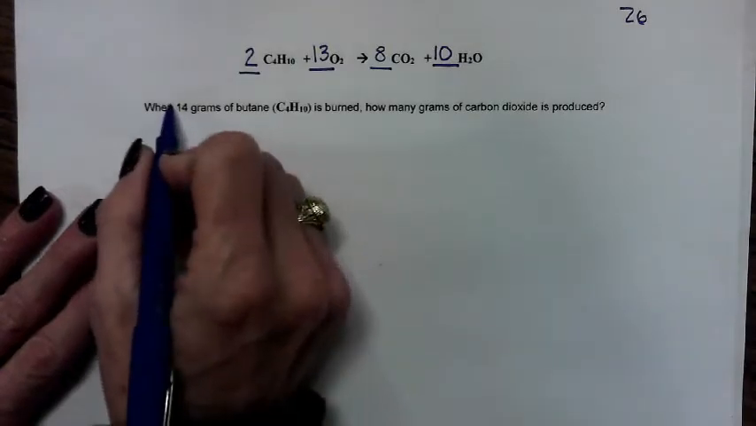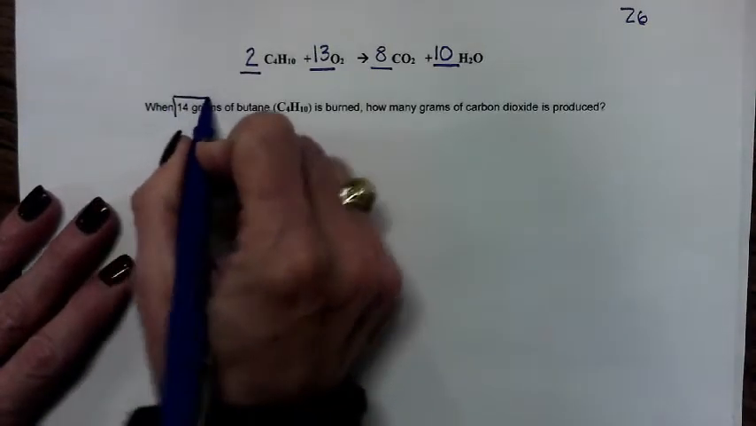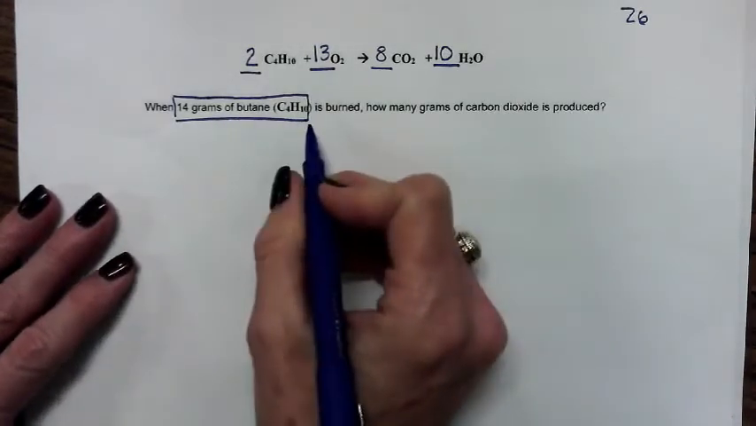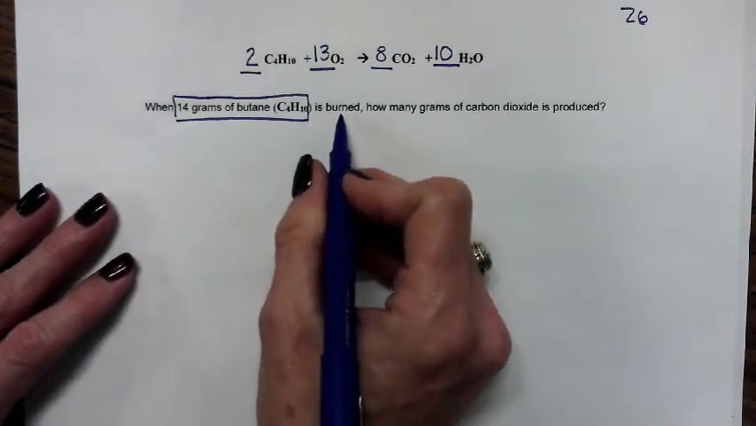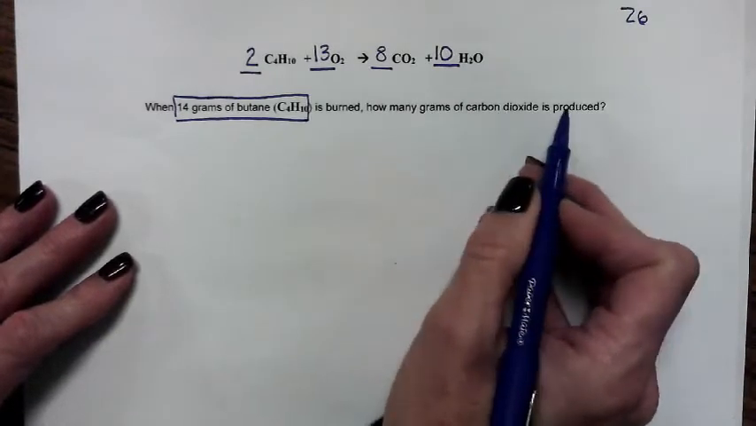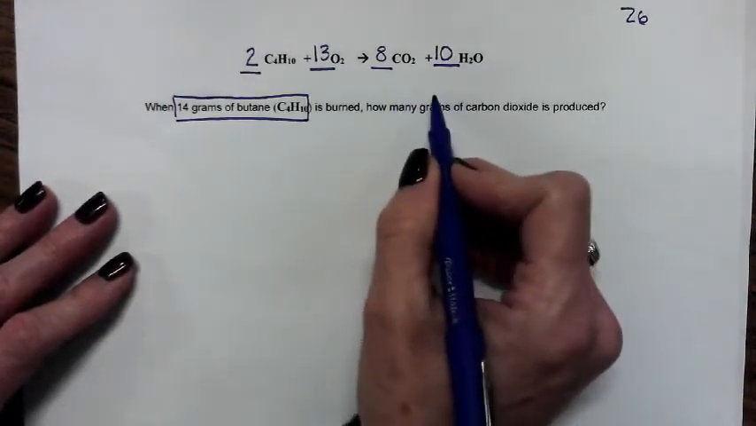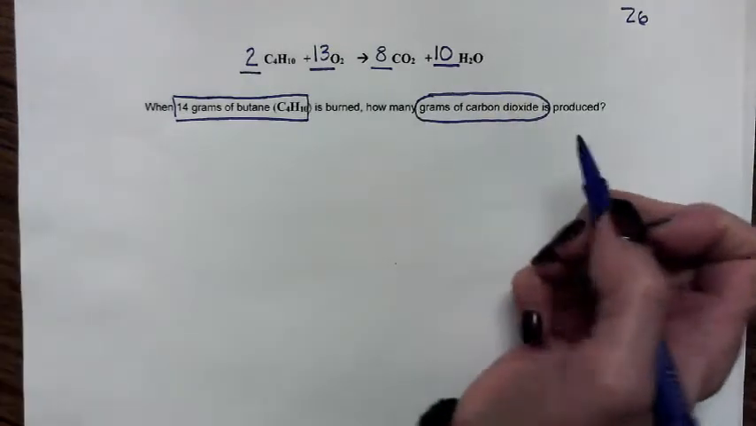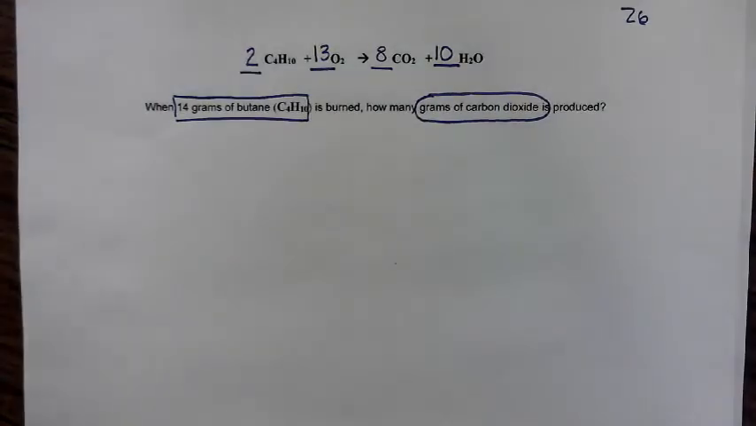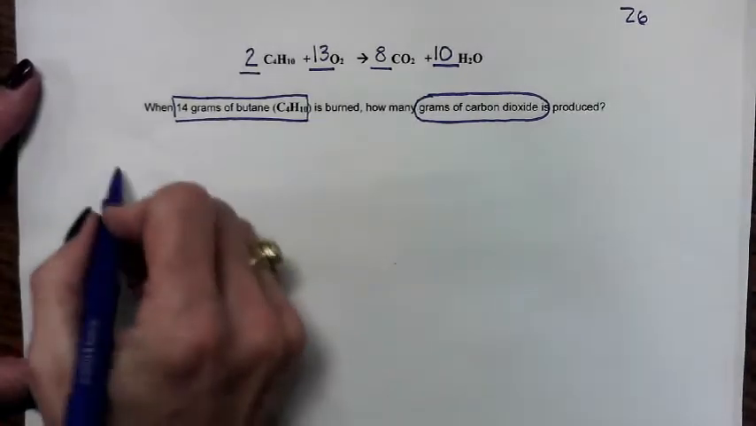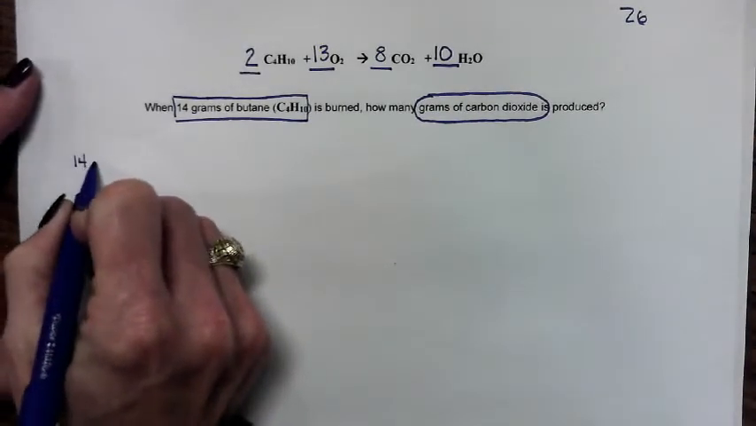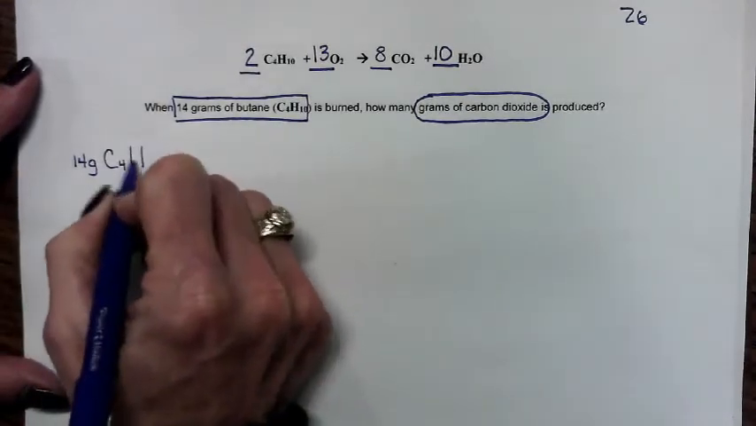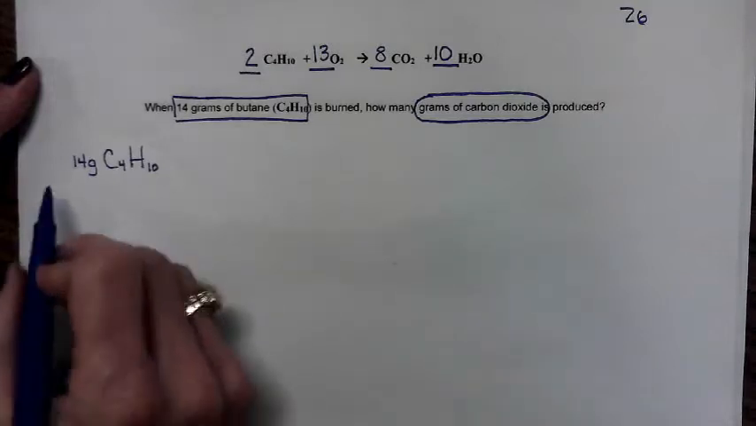You start by boxing your given. You're given 14 grams of butane. When 14 grams of butane is burned, how many grams of carbon dioxide is produced? Well, that's what I'm looking for. I'm looking for grams of carbon dioxide. So I circle my unknown. I start by writing my given, 14 grams of butane, C4H10. Okay?